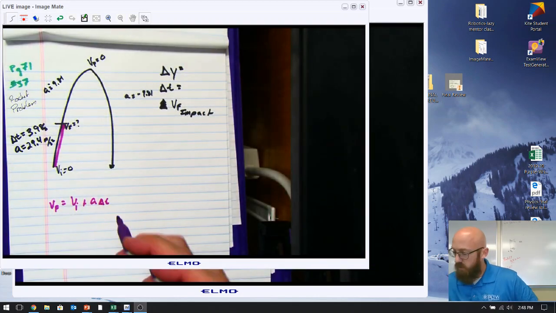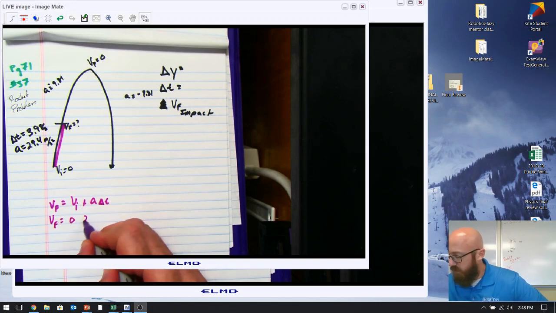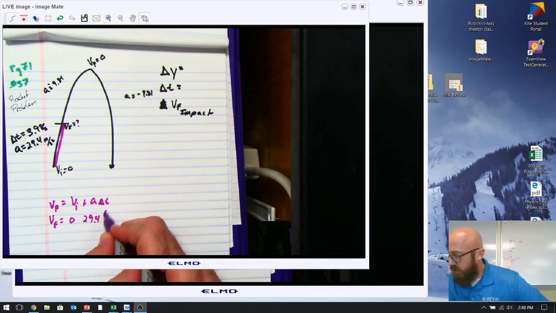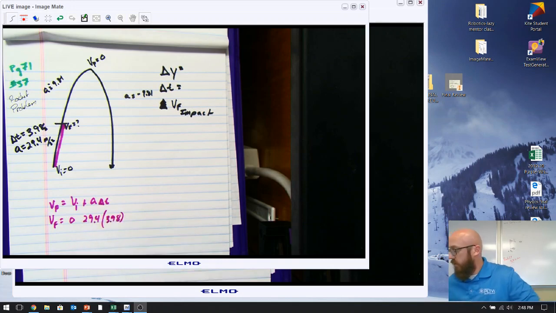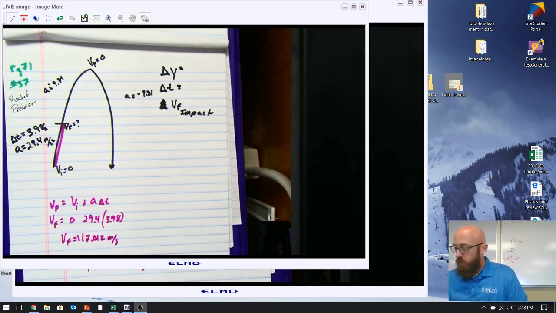So our VF, we don't know. VI equals 0. My acceleration is 29.4 times 3.98. Sorry I'm doing this in Sharpie, I really am not a fan, but it makes it easier for you to see. So 29.4 times 3.98, my VF at this location is 117.012 meters per second. Now, that's the first thing that it asks us. So that's our VF at the top of the powered phase.